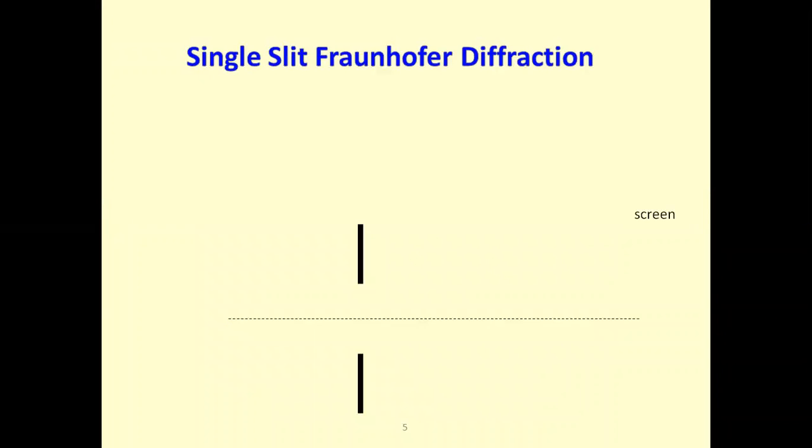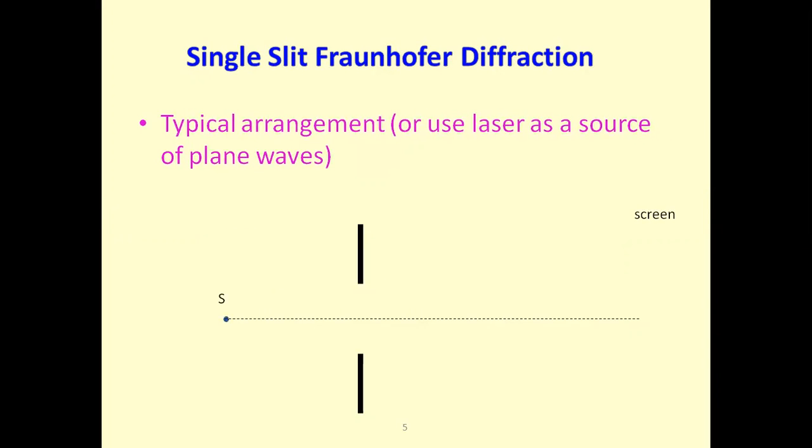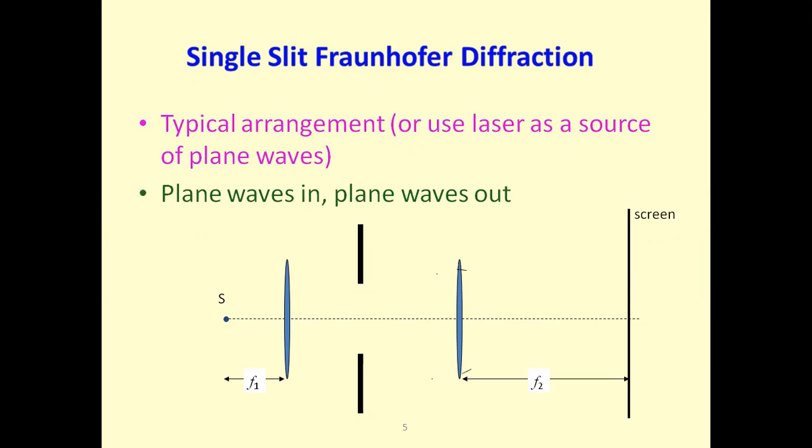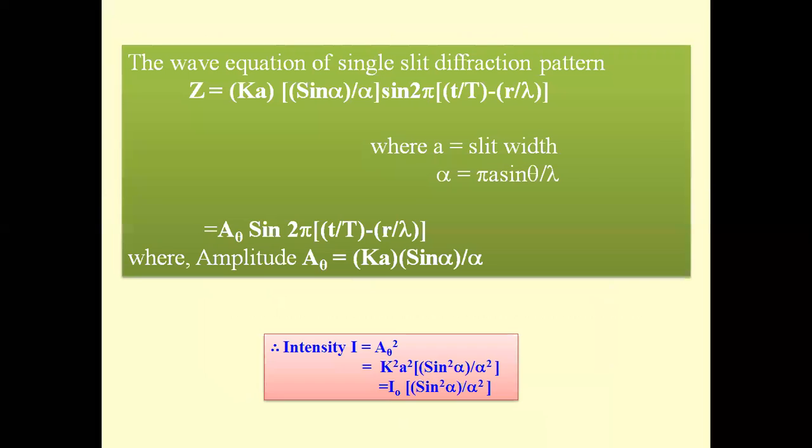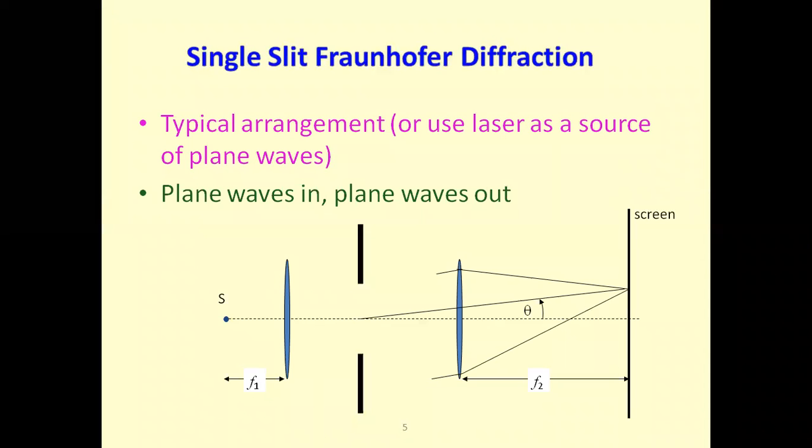Here we show the single slit Fraunhofer diffraction experimental setup. So this is the source, this is the slit, and this is the screen, and we use the convex lenses in this position, and theta is the angle of diffraction, and we get the diffraction pattern.